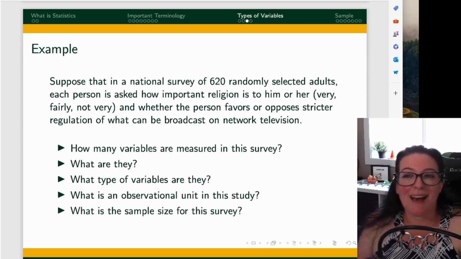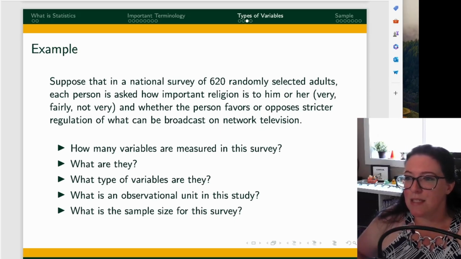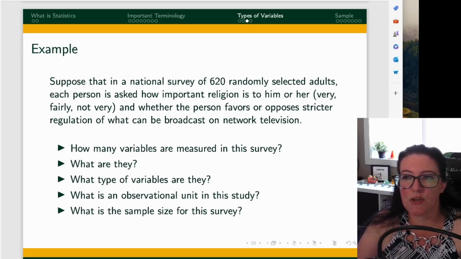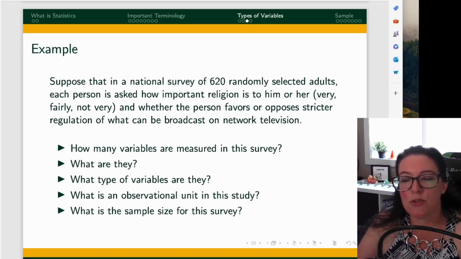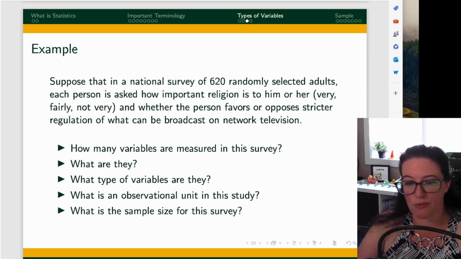And what's the sample size for this survey? The sample size is 620. So we have 620 observational units and two variables for each of those observational units.